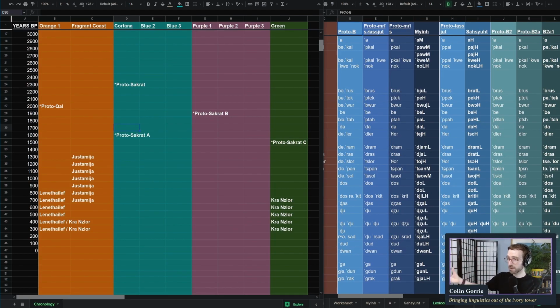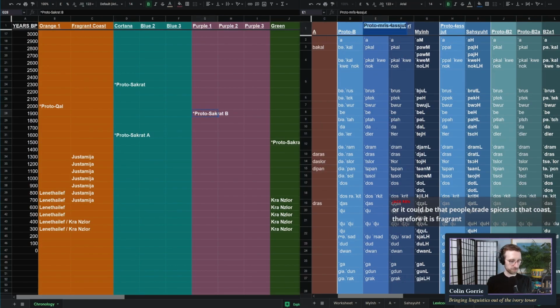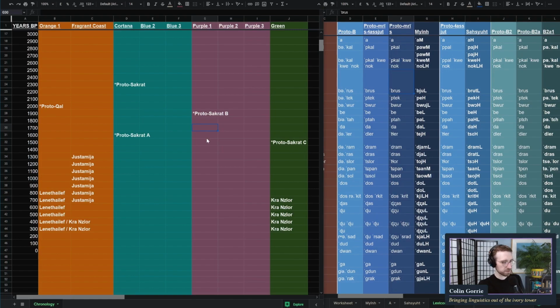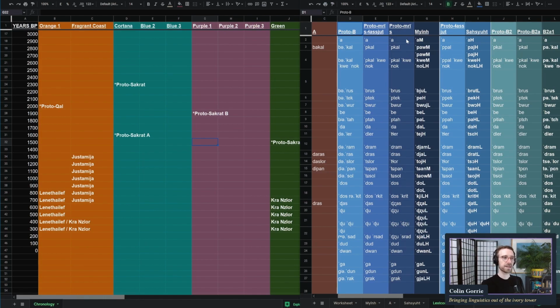We have a proto form for coconut. So we know that wherever Proto-Sakrat is spoken, there have to be coconuts there. And let's populate some of our descendant languages as well. So we have Proto-Sakrat B. Then we have Proto-Mnis Hlasiut, which is the ancestor of both of our tonal languages that we made a few weeks ago. And where does that go? Somewhere in here. So Proto-B breaks off into Proto-Mnis Hlasiut and Proto-B2.